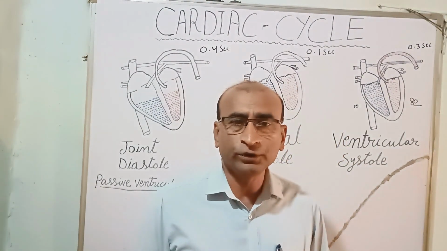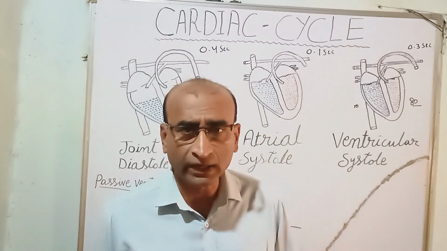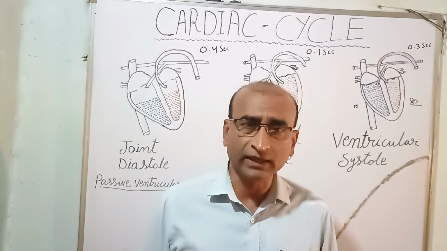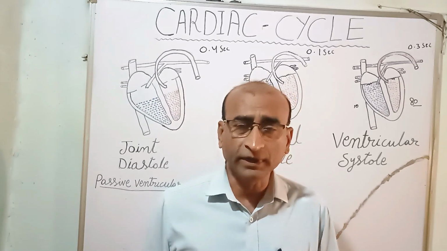In this video, we are going to learn about the cardiac cycle. One heartbeat is equal to one complete cardiac cycle. The time period of the cardiac cycle is 0.8 second. The heart beats an average of 72 times in a minute.